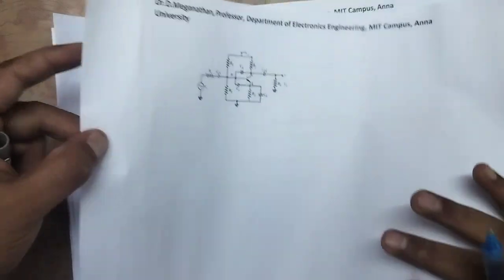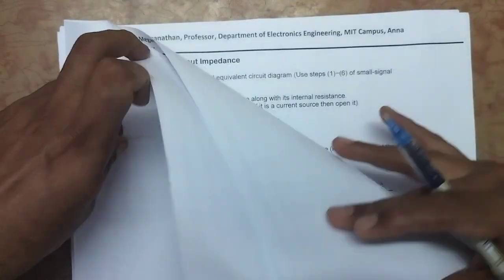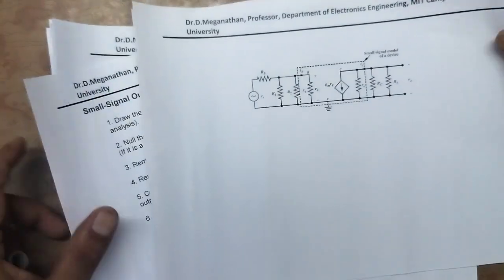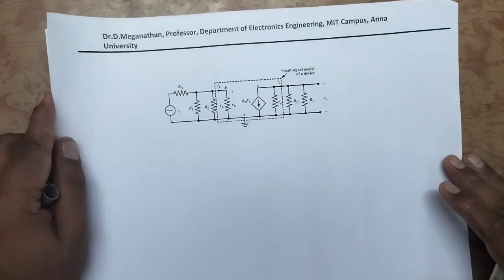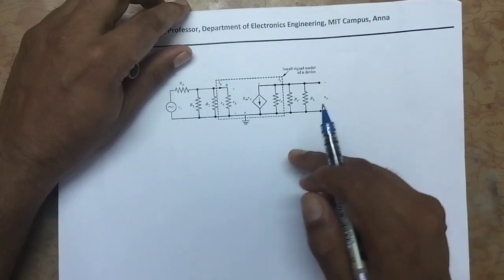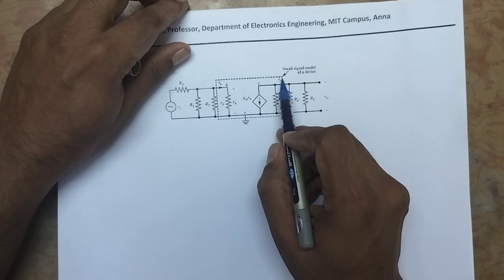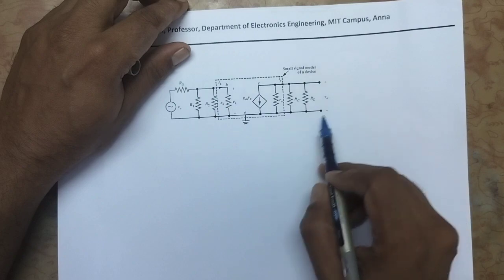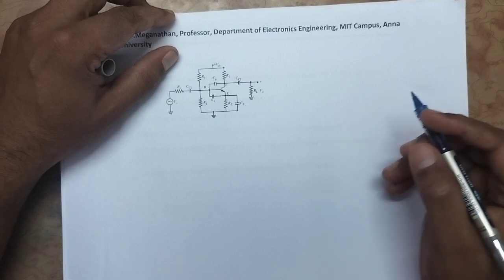So this is a circuit diagram of a common emitter amplifier. And already we have seen how to draw the small signal equivalent circuit diagram of a common emitter amplifier. This is the small signal equivalent circuit diagram, which consists of the small signal model of a device. Inside the dotted lines is the small signal model of the device, and outside are the biasing elements. So now we have to calculate the input impedance, and later we will do the output.